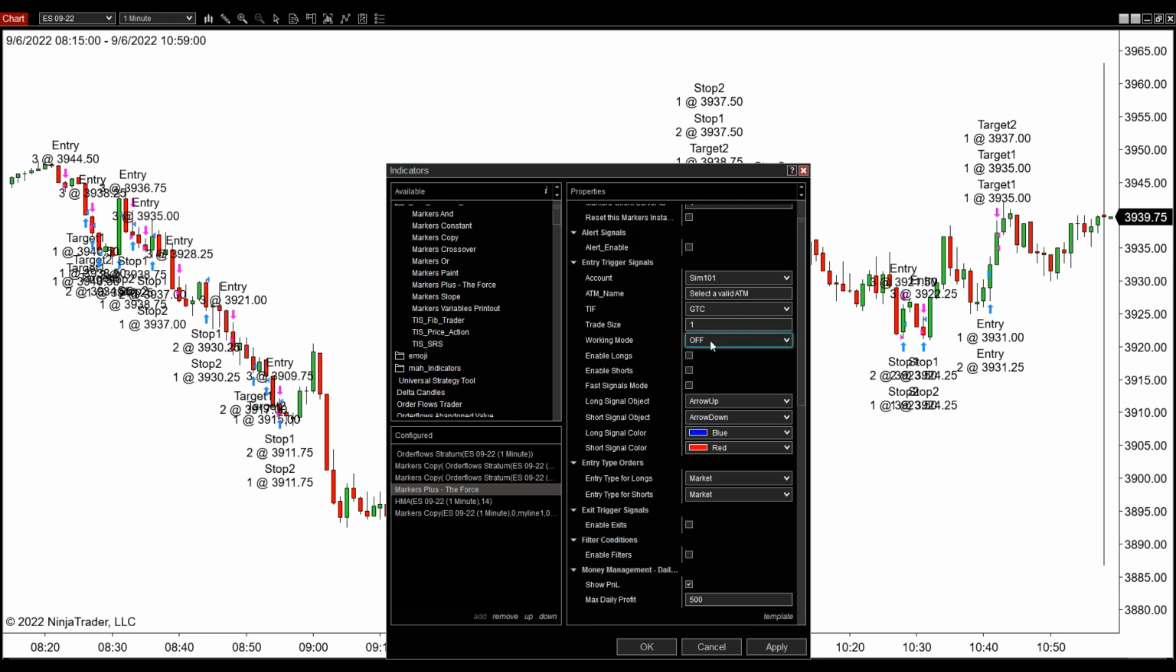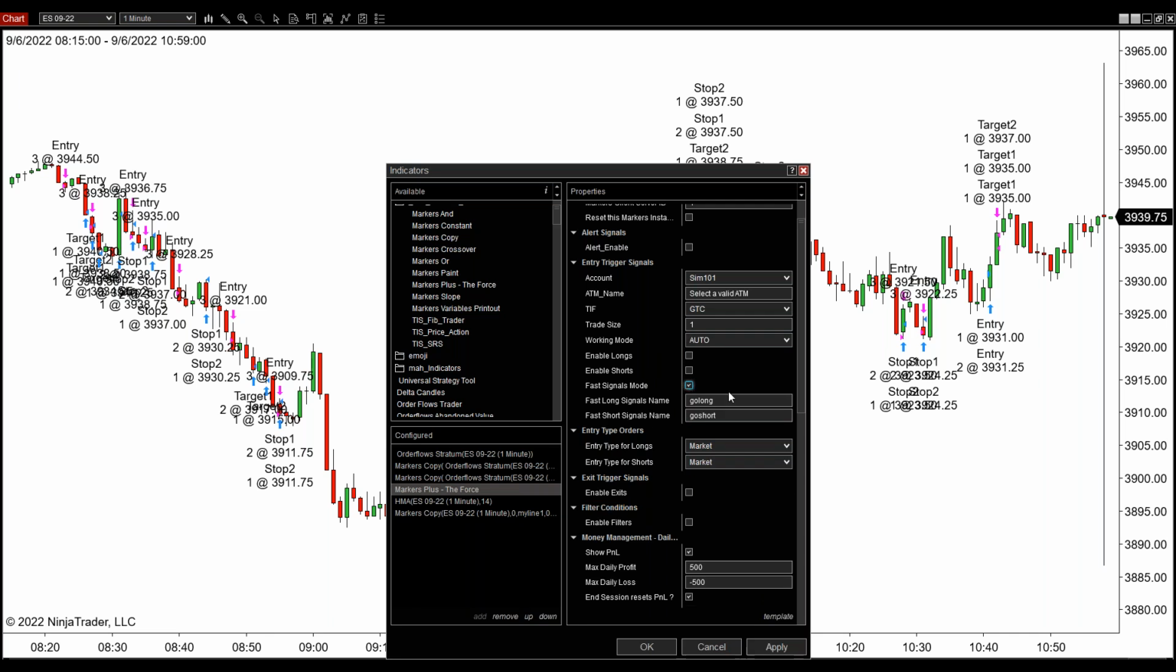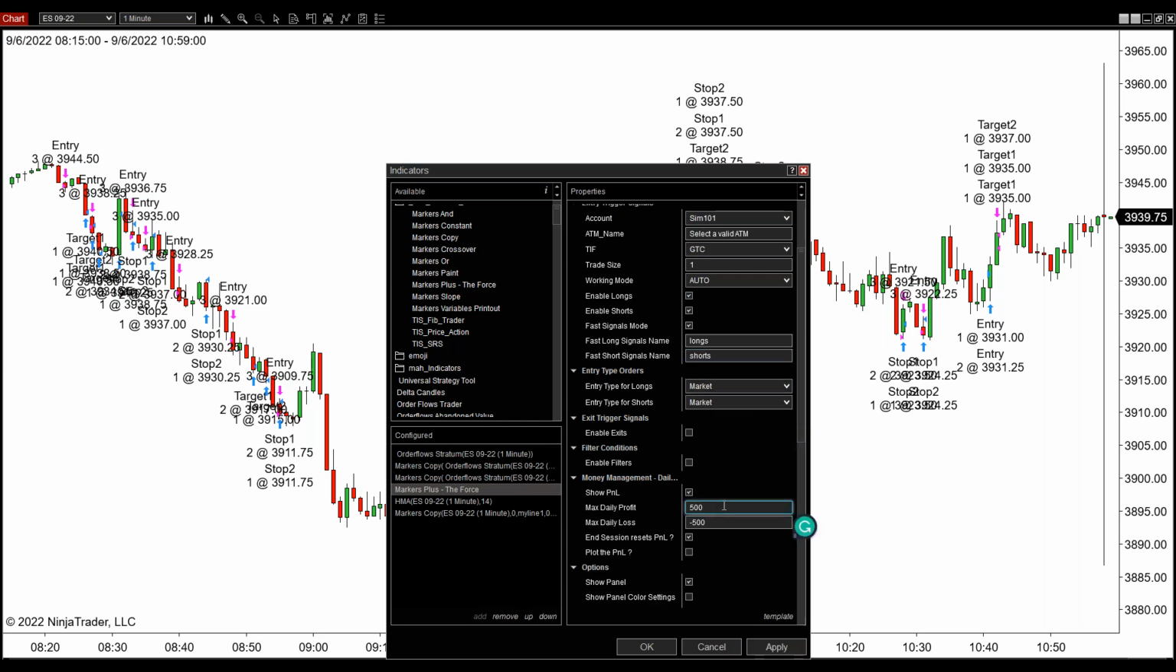Well, these you'll change. You could change from in here. So I'll just make it auto, and I'll enable fast signals here. Okay, for now I'll enable longs and shorts. And so my fast signal name was longs. Fast signal name was shorts. Longs and longs. Okay, 500 max profit, max loss.